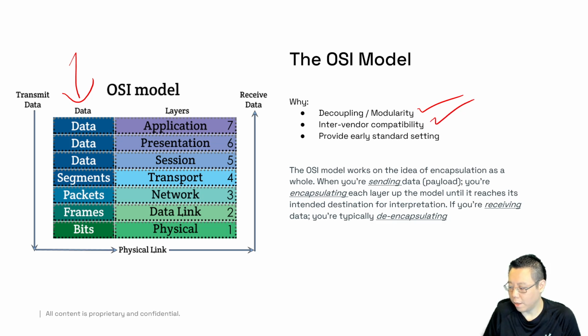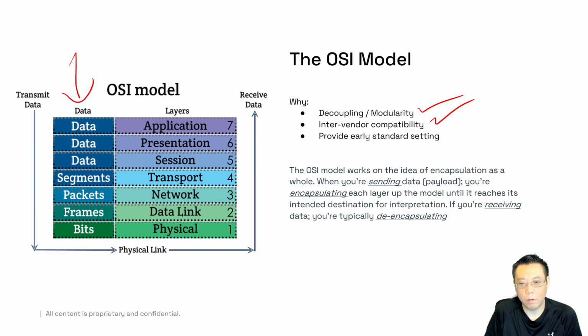As mentioned earlier, we also have inter-vendor compatibility. So back in the late 70s, we had issues with different vendors having different concepts of what networking meant to them. Over time, the OSI model was created so that different vendors could focus on different layers of the network and so that they could actually do what's best for their protocols, their stacks, and their technologies at the time. It was an early standard setting attempt, and that's why we have it today.